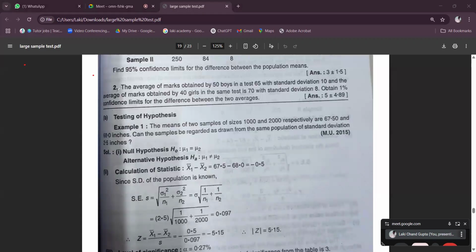So write everything in this format. The average of marks obtained by 15 boys. So N1 is 50 and their average is 65, right? And S1 is 10, right? And the average of marks obtained by 40 girls. You can see all the samples are greater than 30, right?